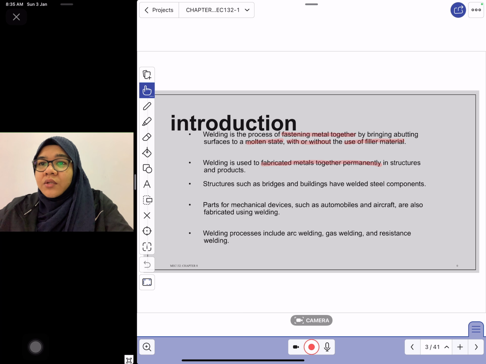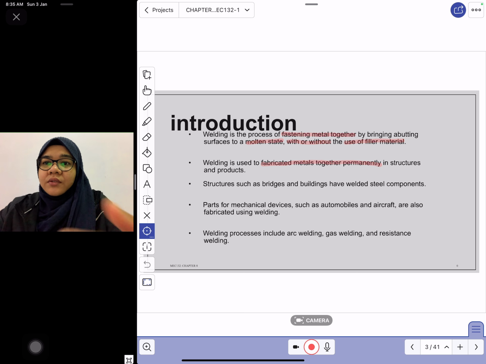So what the welding process does is heat the surface to a molten state with or without the use of filler metal. So when we use the heat, of course the base material melts and then fuses together. It is used to fabricate metals together permanently. Of course it is permanent, and if you want to break the joining part again, you have to cut it. But the surface can be different from the previous one.